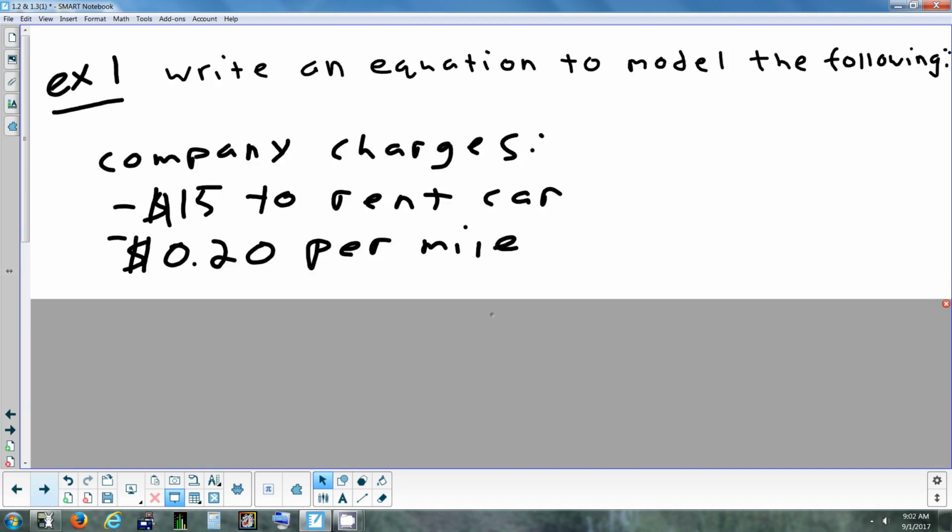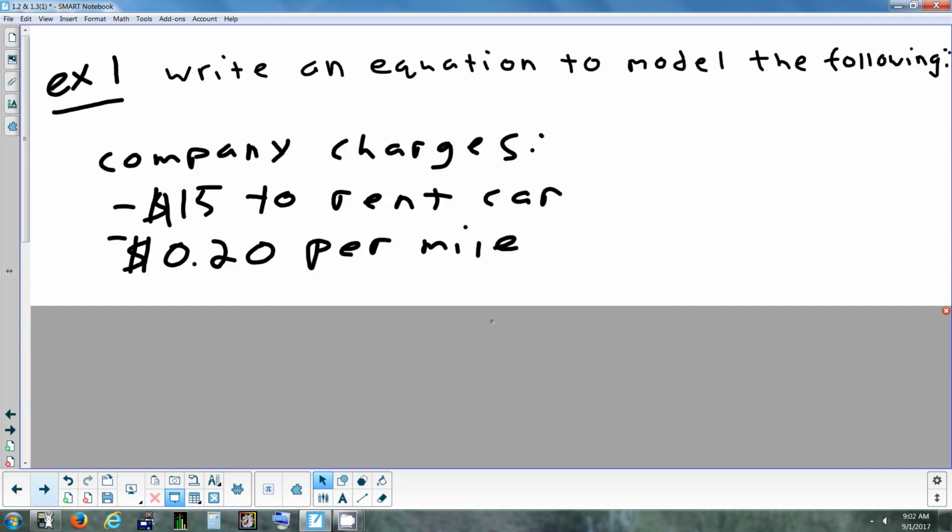All right, so this one says a company charges $15 to rent a car. That's a flat fee, you pay one time. And then they charge you 20 cents for every mile you drive the car. Now, if we're going to set up an equation to model the situation, how many unknowns are there? Or can anybody tell me what would be a potential variable in this equation?